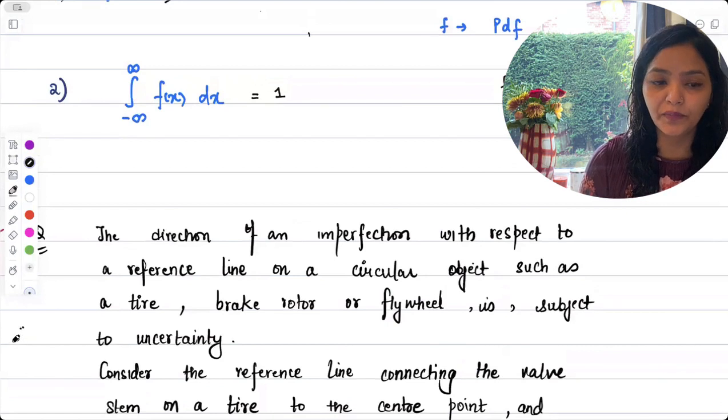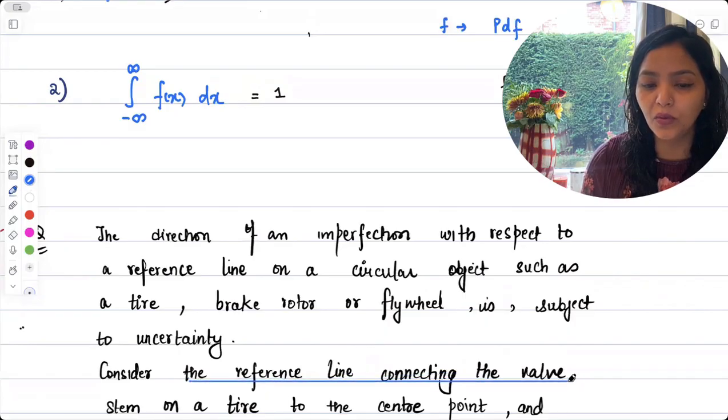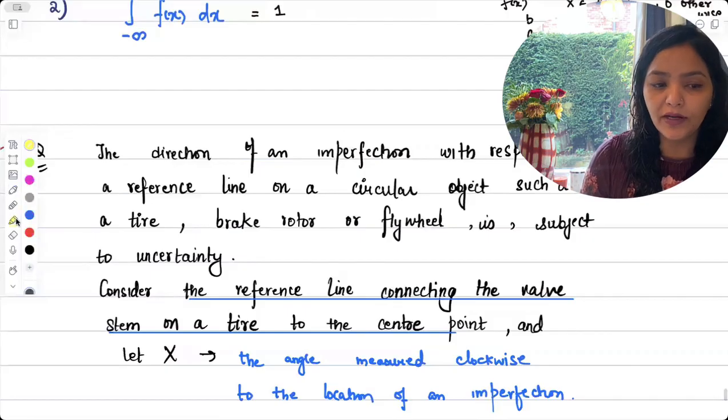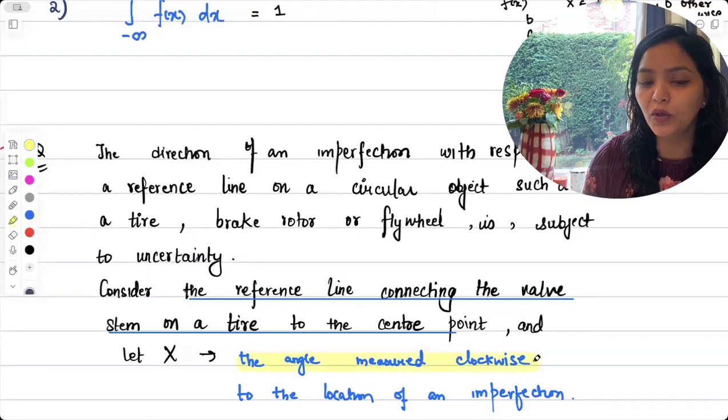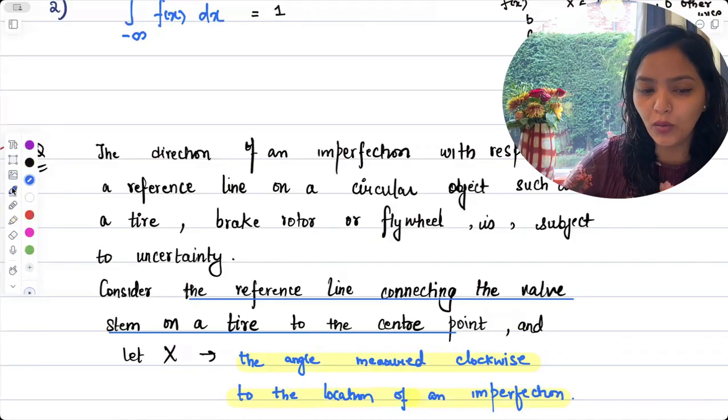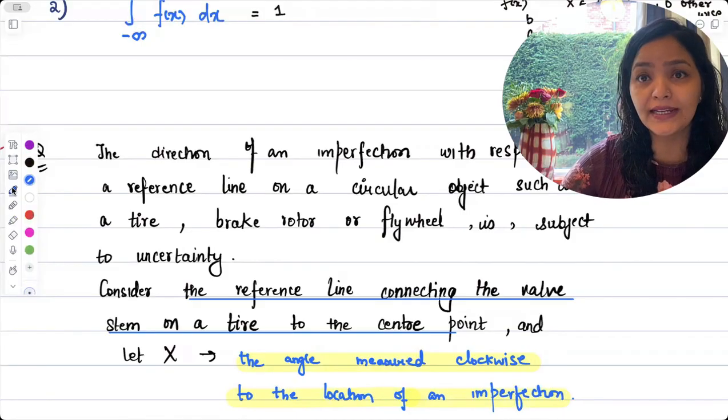Let's take an example here. The direction of an imperfection with respect to a reference line on a circular object, such as a tire, brake rotor, or flywheel, is subject to uncertainty. Consider the reference line connecting the valve stem on a tire to the center point, and let X, your random variable, be the angle measured clockwise to the location of an imperfection. If it's an angle measured clockwise to the location of an imperfection, it's an angle.